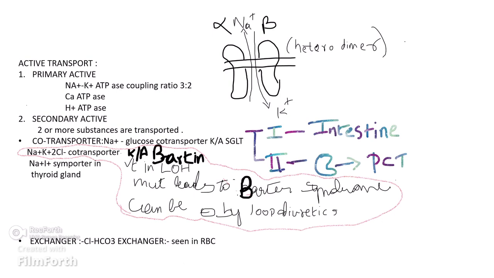Okay. Under secondary active transport, we also have exchangers. Chloride bicarbonate exchanger, which is seen in RBC. Okay. Which is required for the release of oxygen.